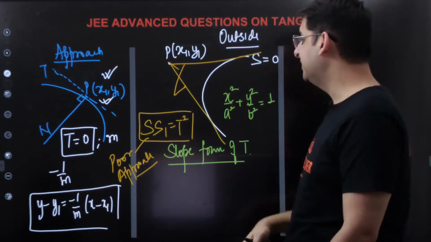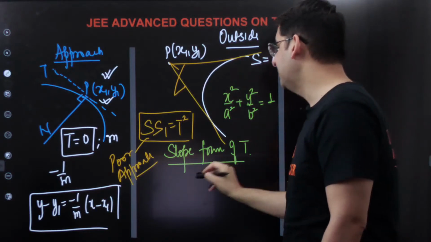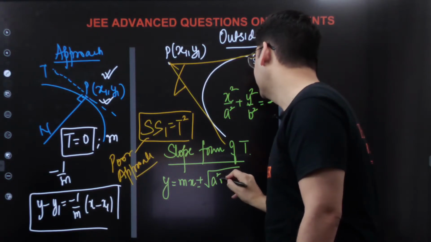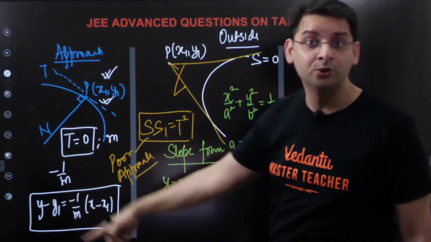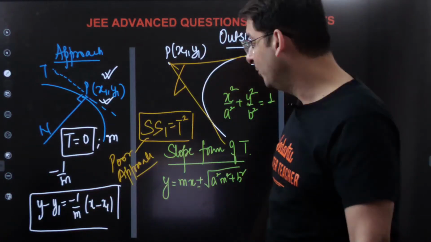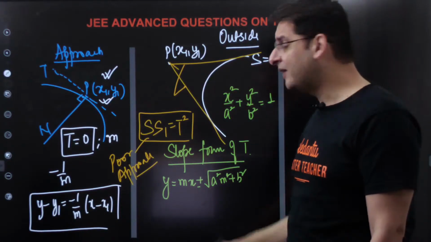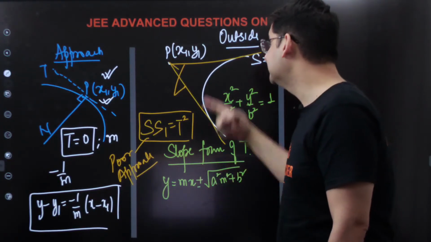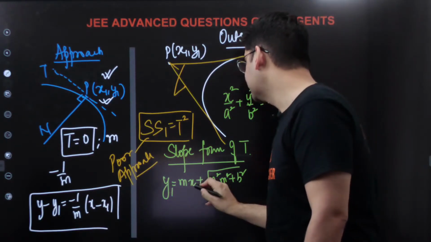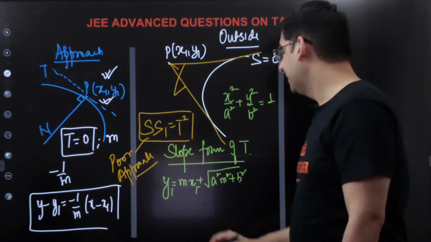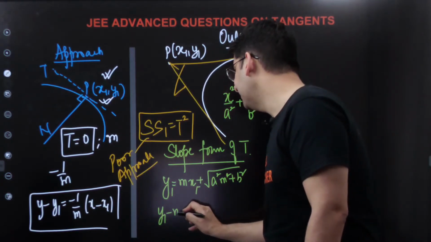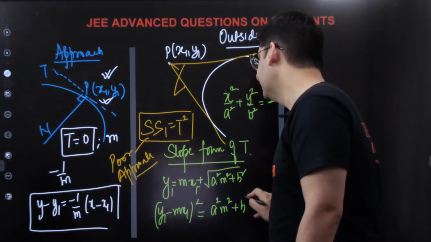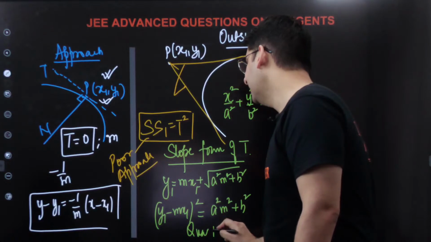How do you find two equations of the tangent? You write the slope form of the tangent to this ellipse, which is y is equal to mx plus minus root of a square m square plus b square. That is why you have to remember all those points in the table given before. Now this is a general equation of the tangent having slope m. Now we say this tangent passes through this point x1 comma y1, so x1, y1 satisfies. If we take y1 minus mx1 over there and square this, it is m square a square plus b square, and this is going to be a quadratic in m.